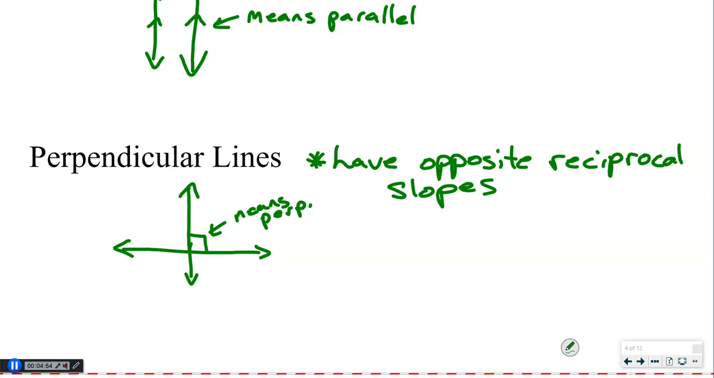Now, what do we mean by the opposite reciprocal? An example of that is if we had a slope of 2 over 3, the opposite reciprocal of that is negative 3 over 2. So we would have a negative sign because we need to change the sign. It's the opposite sign. And then the reciprocal means flipping the fraction. So if our slope's fraction was 2 over 3, we would flip that to 3 over 2 and make it negative.